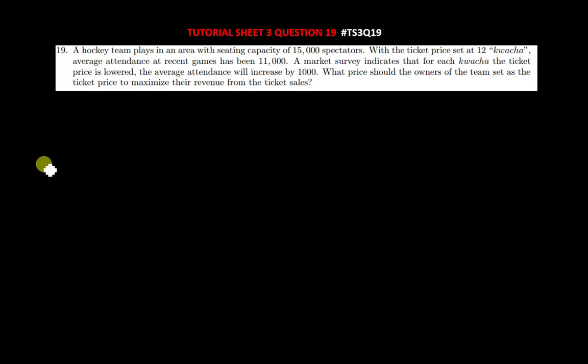the ticket price is lowered. So the reduction, or the lowering, I'll call it x. So meaning for each kwacha, which is 12 kwacha, there is always a reduction x. And then they are also telling us that the average attendance will increase by 1,000.